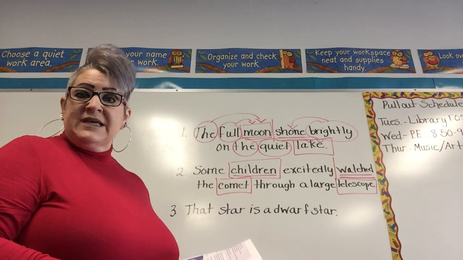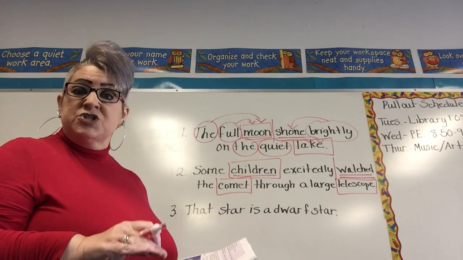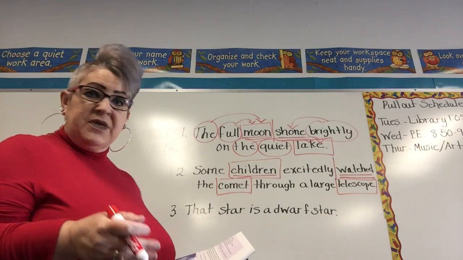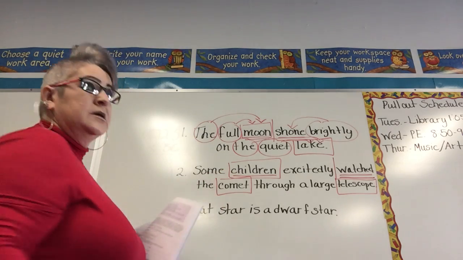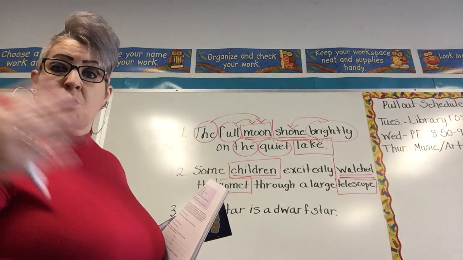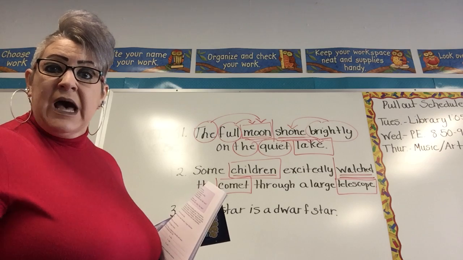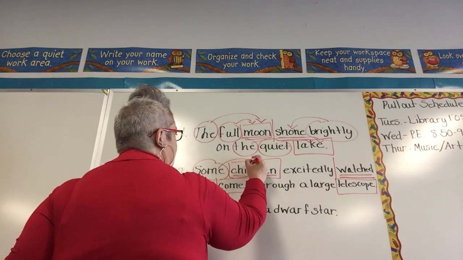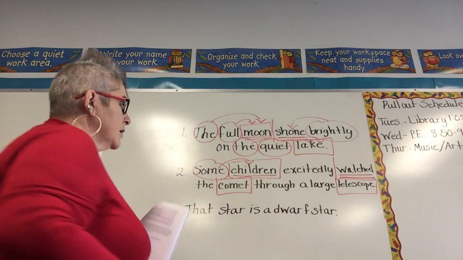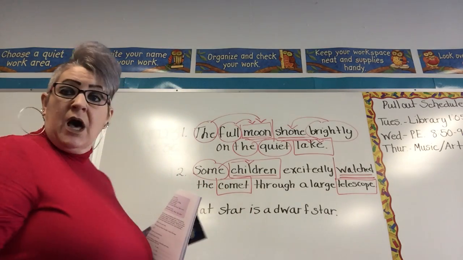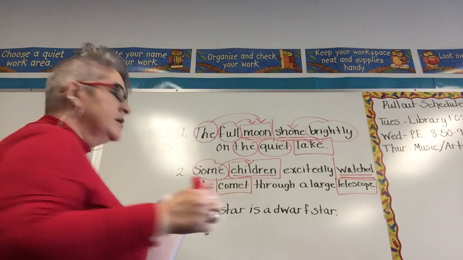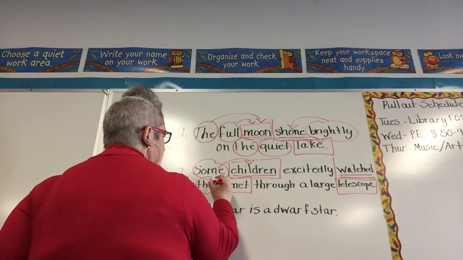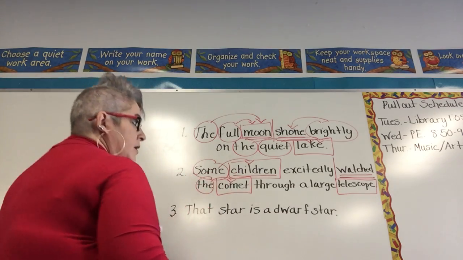Now the next part says, circle all the adjectives that describe the noun and draw an arrow to them. Start with children. What kind? How many children? Some children. So we're going to circle some and draw an arrow here. Comet. What kind of comet was it? The comet. So I'm going to circle the and draw an arrow here.